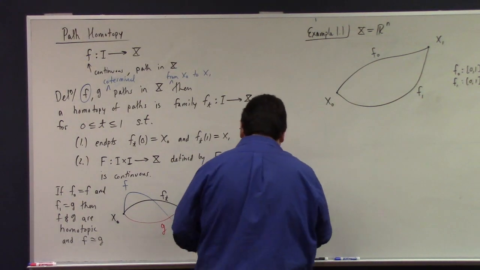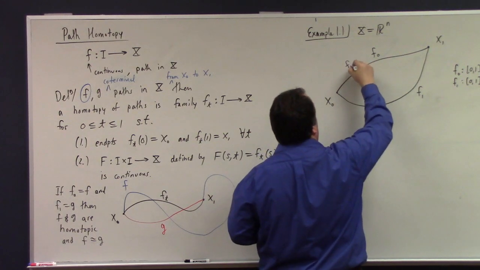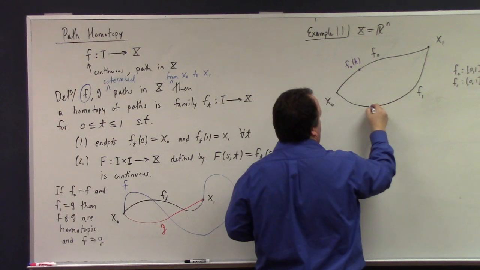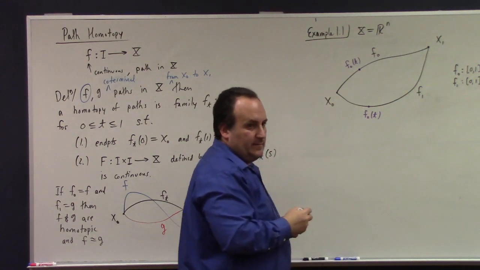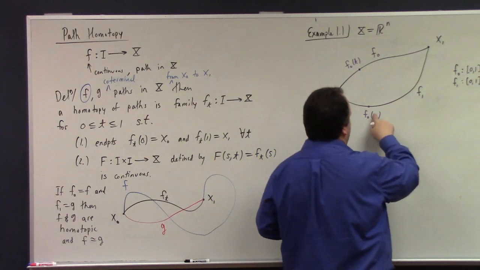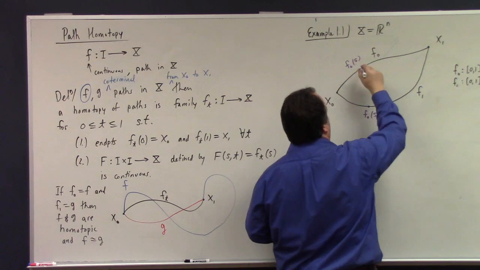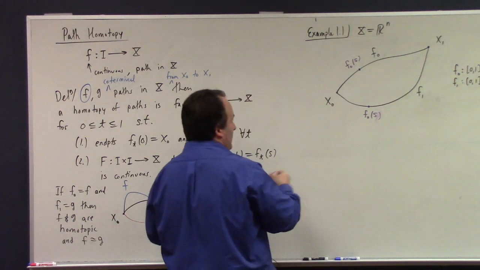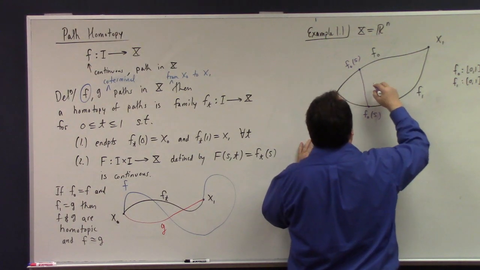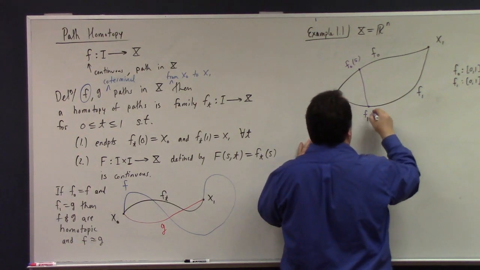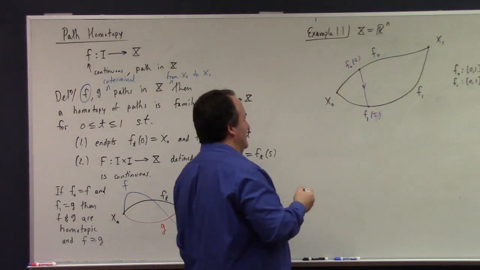So you can just use the usual trick. Pick an arbitrary point here, f naught of s, somewhere in there, and the same one down here. Let me use s for that, because I want to use t for the other thing. So you connect these two by the line segment. That was supposed to be f1. So I want to go that way.